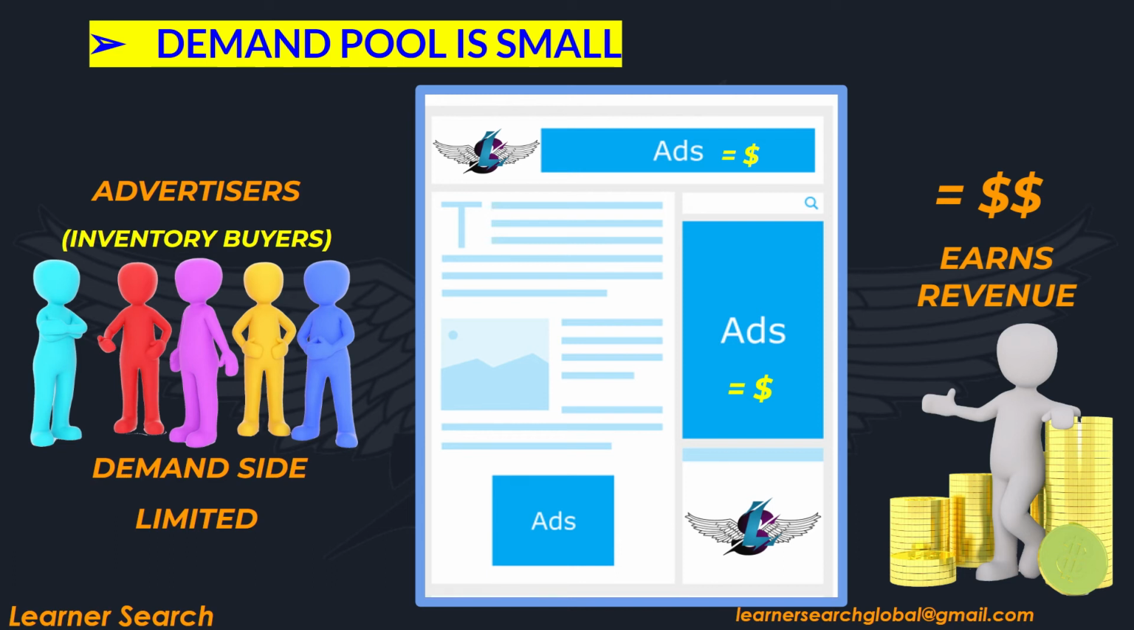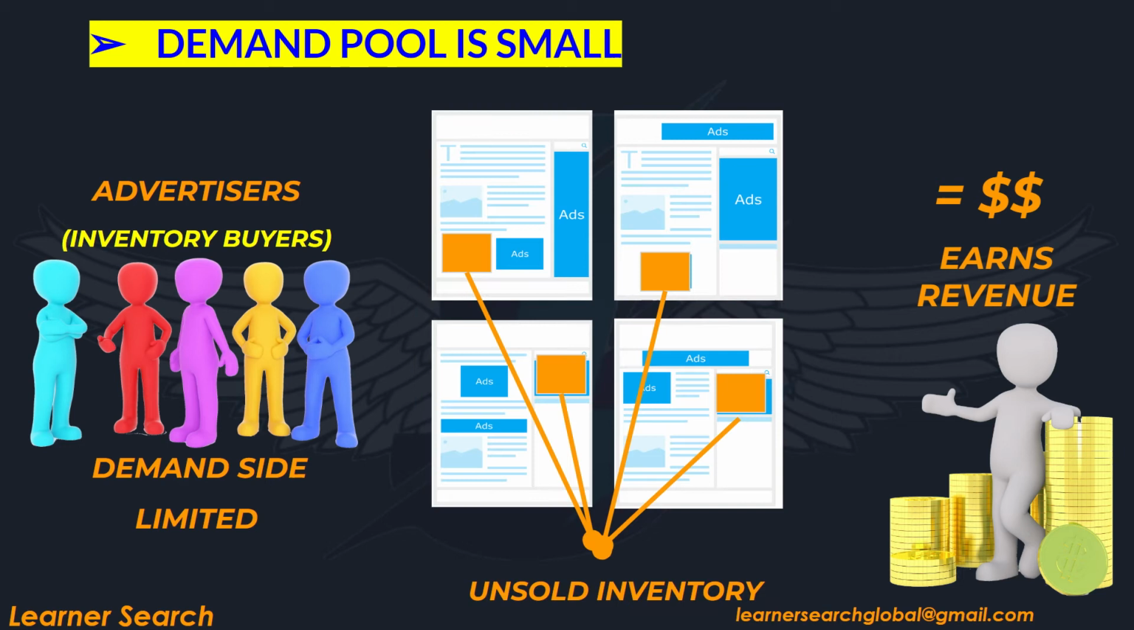If the demand pool is less, there are not enough advertisers or inventory buyers in demand for this inventory. Publishers who are on the supply side of the business may not find more advertisers because of limited direct contacts with agencies or advertisers or any buyer. As a result, a small demand pool may not purchase all the available ad inventory, and some portion remains as unsold inventory or remnant inventory for the publisher.